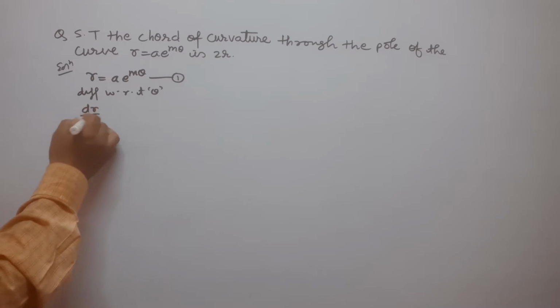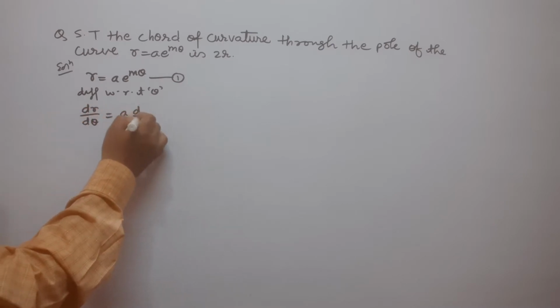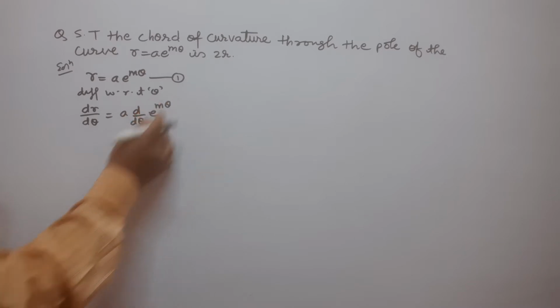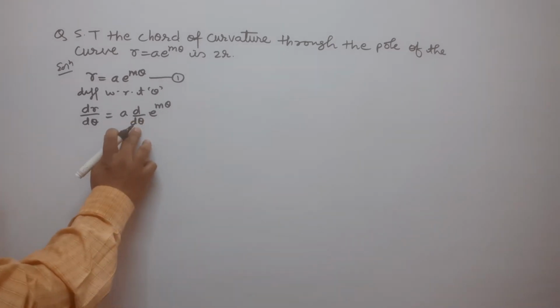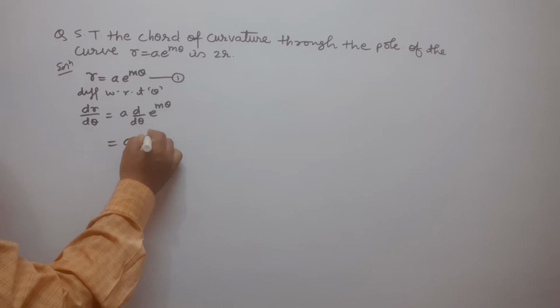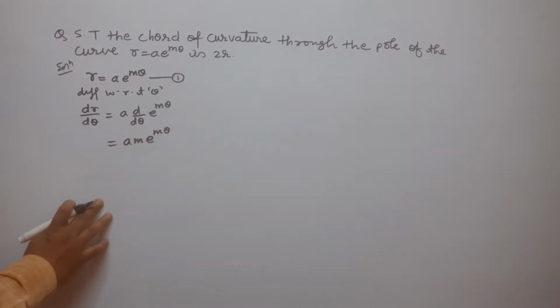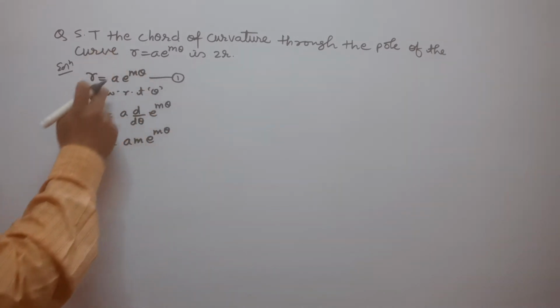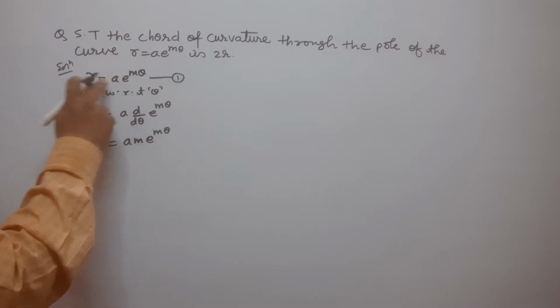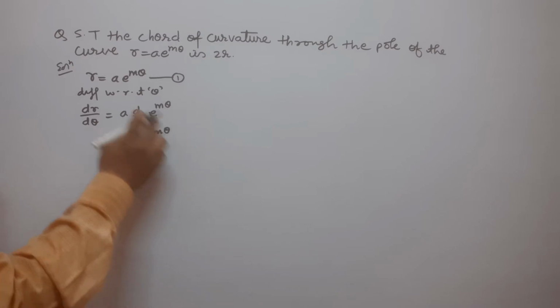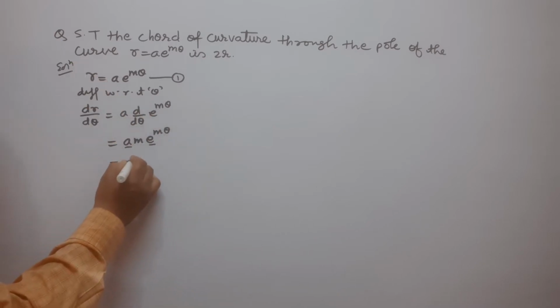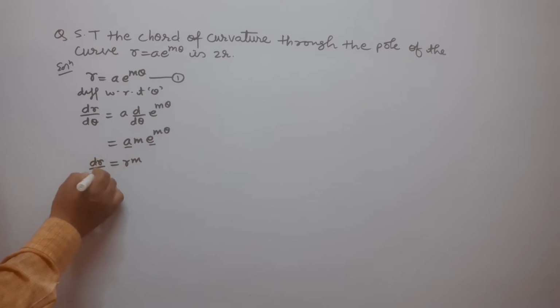So we get dr by d theta is equal to a d by d theta of e to the power m theta. Here a is constant, so it will be outside the differential operator, and the differentiation of e to the power m theta with respect to theta is m e to the power m theta. From the given equation of the curve we can see a e to the power m theta is equal to r. So in place of a e to the power m theta, we put r. So dr by d theta is equal to r m.